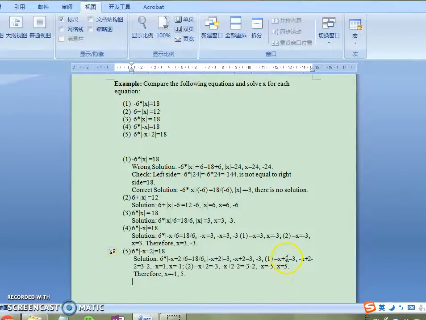Okay, so carefully read all the solutions for these 5 equations and try to pay attention to the similarities and the differences among these 5 problems. Make sure you completely understand how each step works. Okay, if you have any questions, let me know and we could talk further about that.